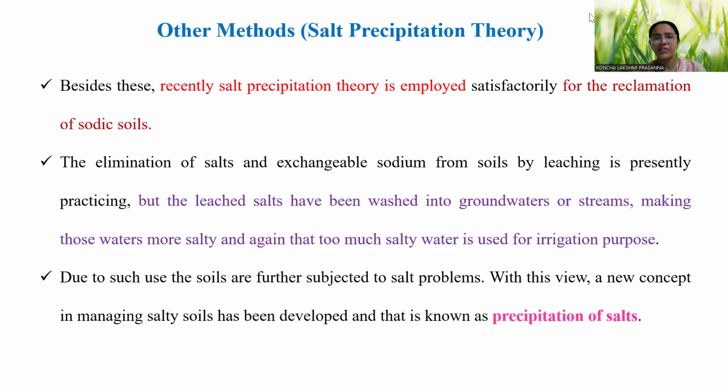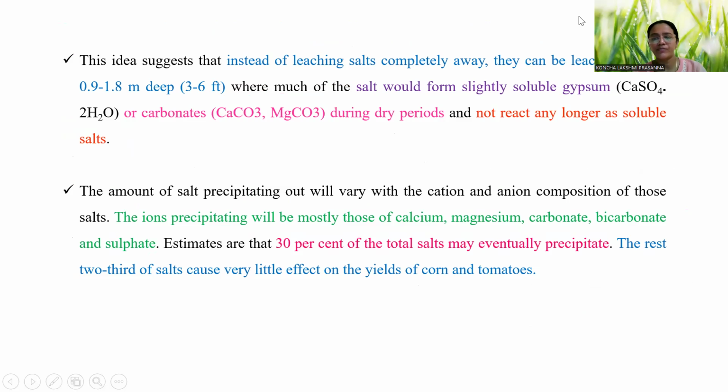So in the salt precipitation theory, the salts are leached down to a depth of 0.9 to 1.8 meters, or 3 to 6 feet. Here at this layer, most of the salts formed will be slightly soluble gypsum and also the carbonates, that is the calcium carbonates and magnesium carbonates, during the dry period. When these soluble gypsum and carbonates form, they do not react with any other salts any longer, thereby the salt formation is reduced.